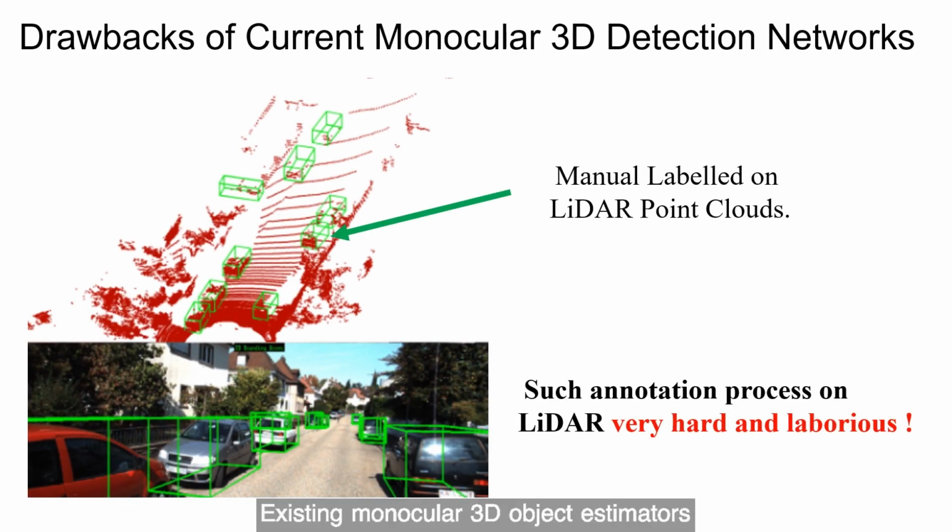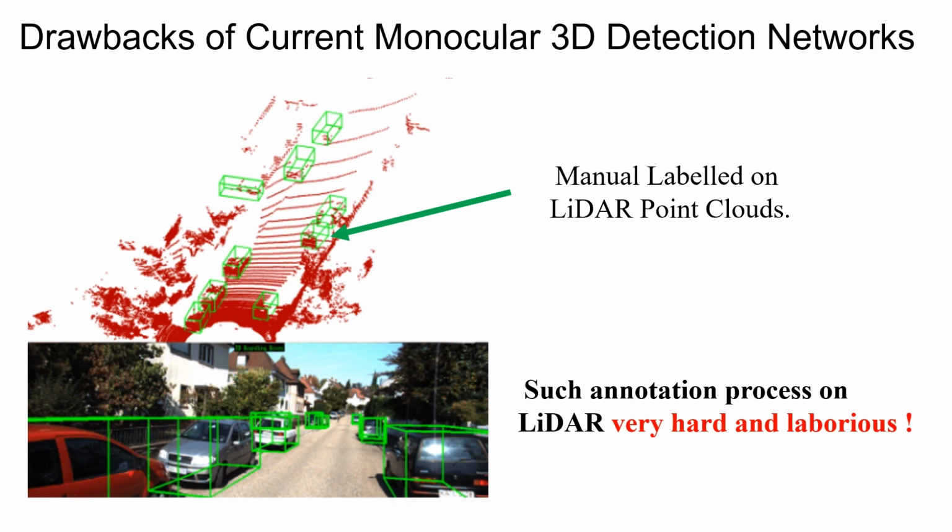Existing monocular 3D object estimators heavily rely on supervised learning using abundant 3D labels manually annotated on LiDAR point clouds. This annotation cost is extremely high, posing a significant barrier to deploying 3D object detectors into autonomous driving systems.